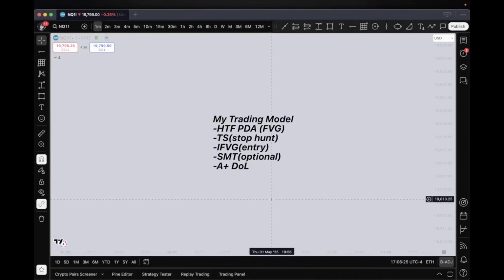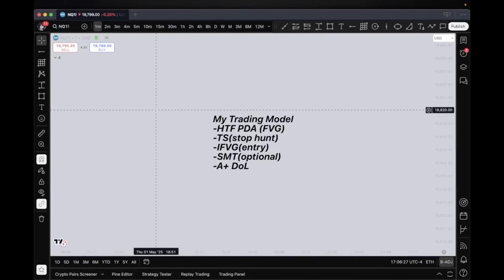Yo, what's going on? Gonna be making a video of my entry model, right? This is just gonna be the intro, then I'm gonna get into a framework example and then actual trade examples, right? So my trading model.